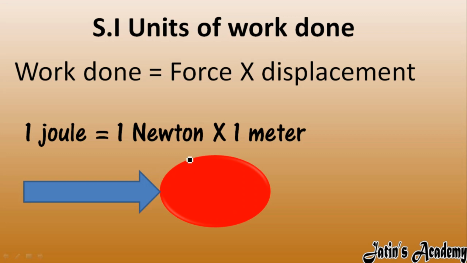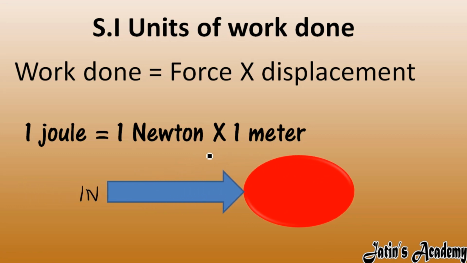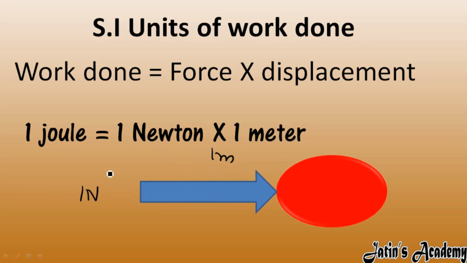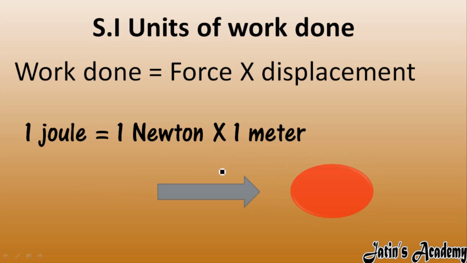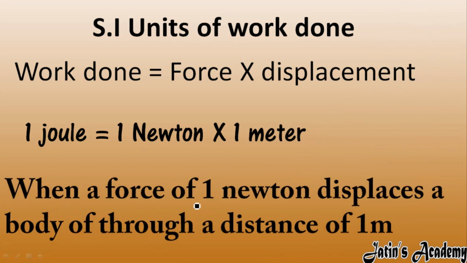So what does this mean? It means that when 1 Newton force is applied on a body and the body displaces 1 meter, that is called 1 joule work done. Clear? So what is 1 joule work done? When a force of 1 Newton displaces a body through a distance of 1 meter, or you can also say displacement of 1 meter, that work done is called 1 joule.